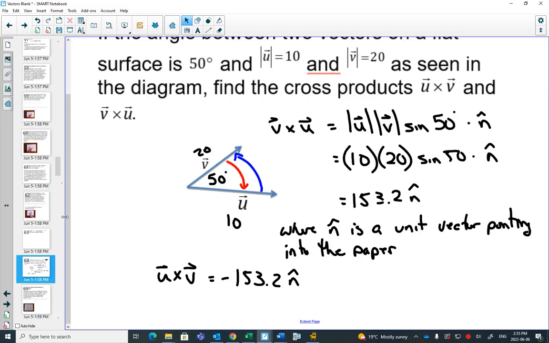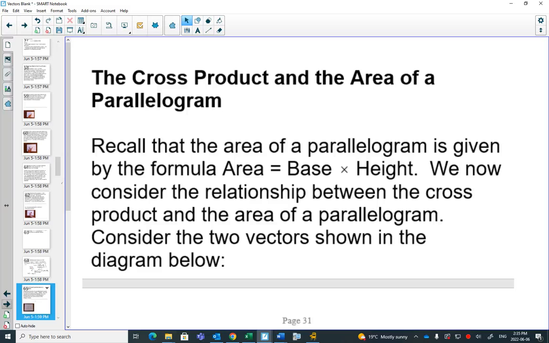And really n is arbitrary, so you could go w and define w as a unit vector into the paper. That would be fine. Well, in this case, I put the negative out front, so that's perfectly fine. You could. Yeah. Go crazy.